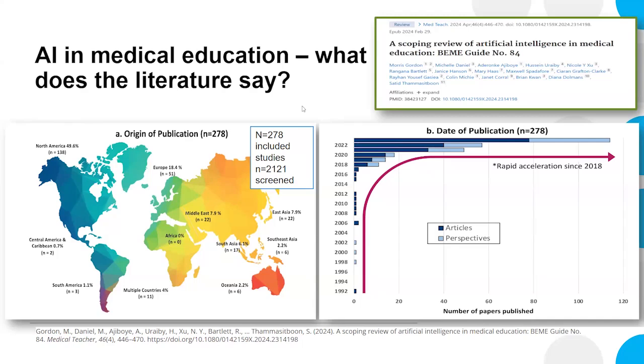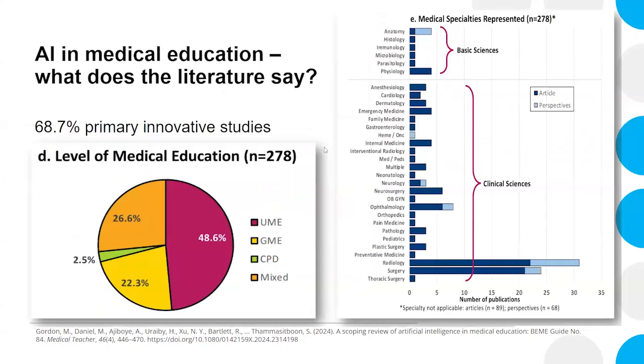In terms of publication, as you can see, the rise in AI is rapidly accelerating, especially with more open accessibility to ChatGPT and other AI tools out there that are open access and easy to use. So in terms of what the literature says, only 68, or nearly 70% of studies are primary innovative studies, and the majority of studies are done within clinical sciences. So you can see anesthetics, neurosurgery, a lot in radiology and surgery and dermatology. And that's where the papers and the research are coming through.